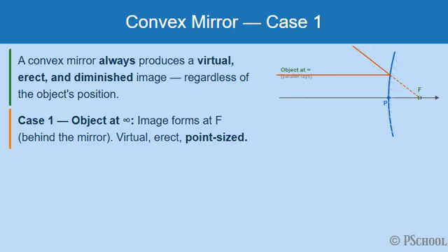Case 1. Object at infinity. All incident rays are parallel to the axis. Ray 1 hits the mirror and reflects as if it came from F behind the mirror, it diverges upward to the left. Ray 2 also travels parallel, lower on the mirror. Its reflected ray diverges downward to the left. Both backward extensions meet at F, giving a virtual, point-sized image at F.